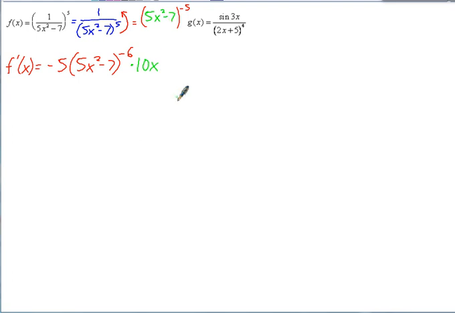And then to simplify this, well, in our final answer, we don't want any negative exponents. So we move this 5x squared minus 7 to the negative 6 back down to the denominator. And it becomes 5x squared minus 7 to the positive 6. And then we take the 10x times negative 5, which gives you negative 50 as what's left out front.